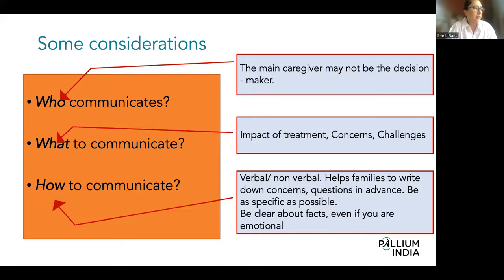What has worked for me when I help a family navigate a particular illness trajectory is that I usually encourage the family to write down questions and concerns in advance before they meet the healthcare team, and to be as specific as possible. Usually what I would say to them is, before you go to talk to your doctor, there are three kinds of questions that you write down.